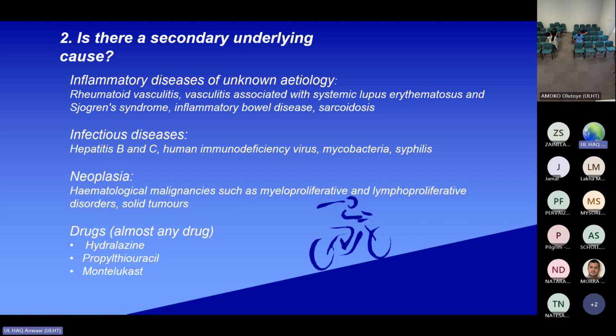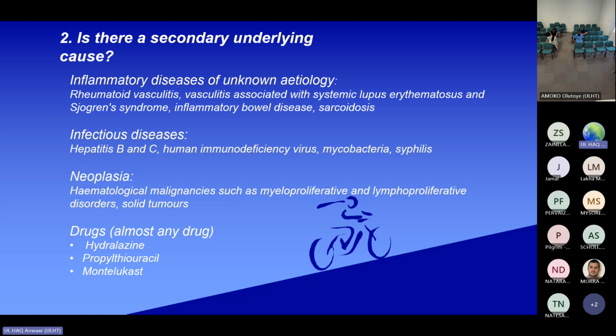Infectious diseases, most commonly hepatitis B and C, can lead to cryoglobulinemia, and then it can lead to vasculitis. HIV can also lead to vasculitis, as can mycobacteria and syphilis. Syphilis is very uncommon these days. Mycobacteria is still not common, but it still needs to be considered.